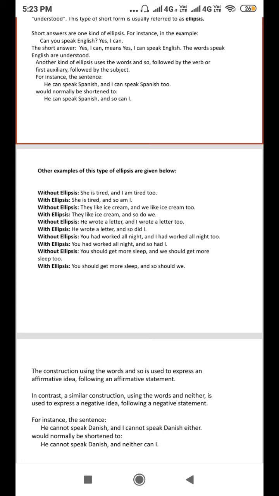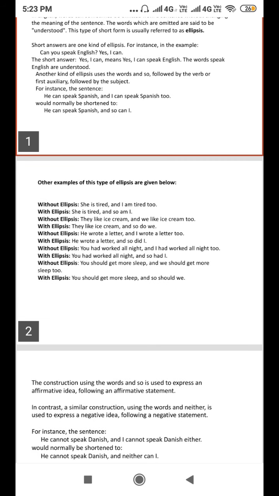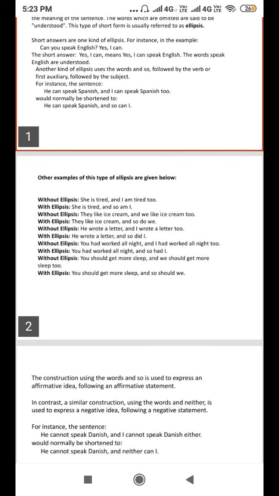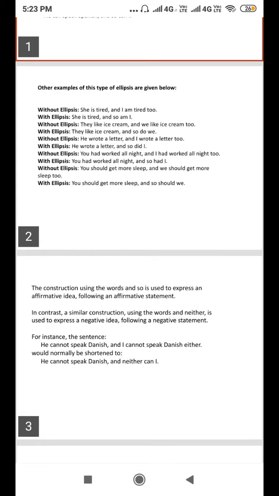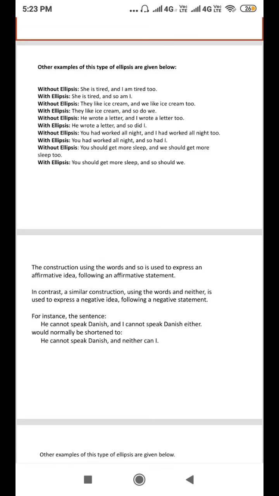You can see here the short form uses the words and so, followed by the verb or the first auxiliary followed by the subject, right? Other examples of this type of ellipsis are given below. First sentence I'm going to say without ellipsis, and the second one with ellipsis. She is tired and I am tired too. Then with ellipsis it becomes she is tired and so am I.